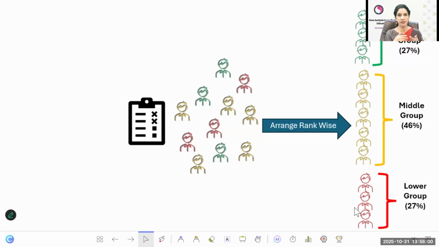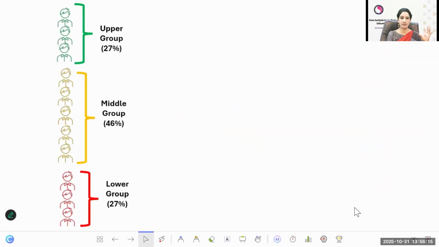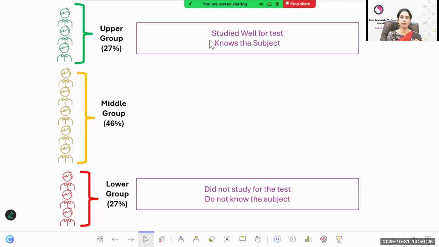And if you see the reference, Kelly and all other people suggest that to check for reliability, because reliability is the discrimination, you should divide it into the top 27% and the bottom 27% and then do the analysis. So why is it so? Because, what is an upper group? That means they are well prepared. So they don't have any problem. They have studied well for the test and they know the subject.